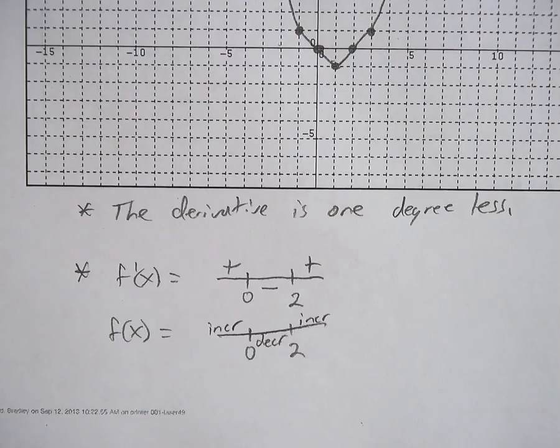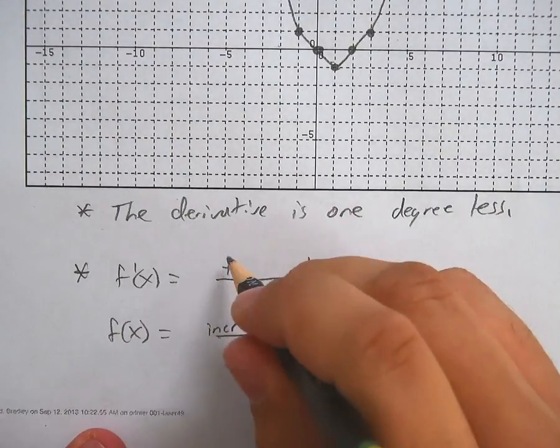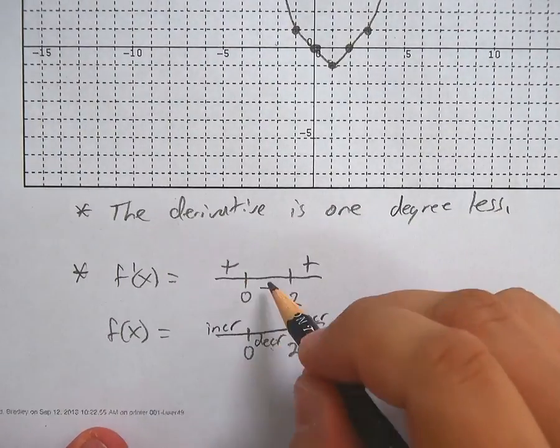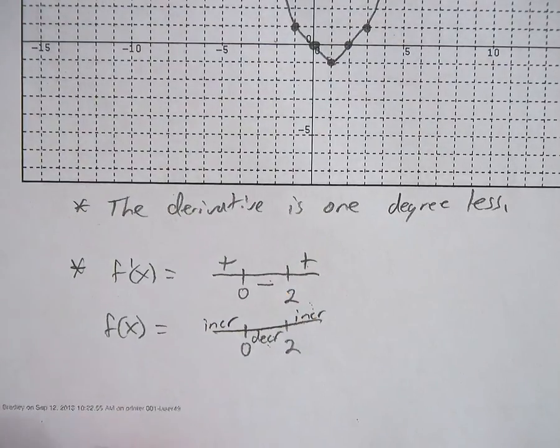And we're going to talk about what that means for us a little bit more as we go on. But notice that where my slope is positive, my derivative is positive. Where my slope is negative, my derivative is negative. Where my slope is positive, my derivative is positive.